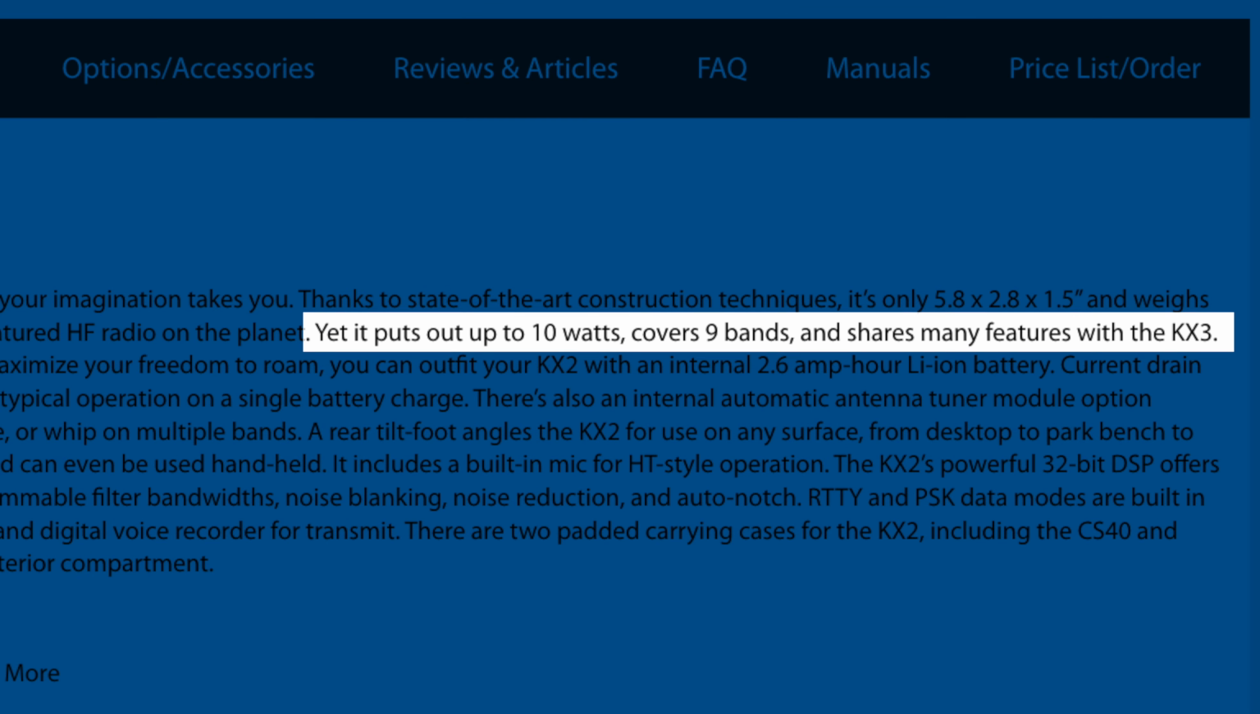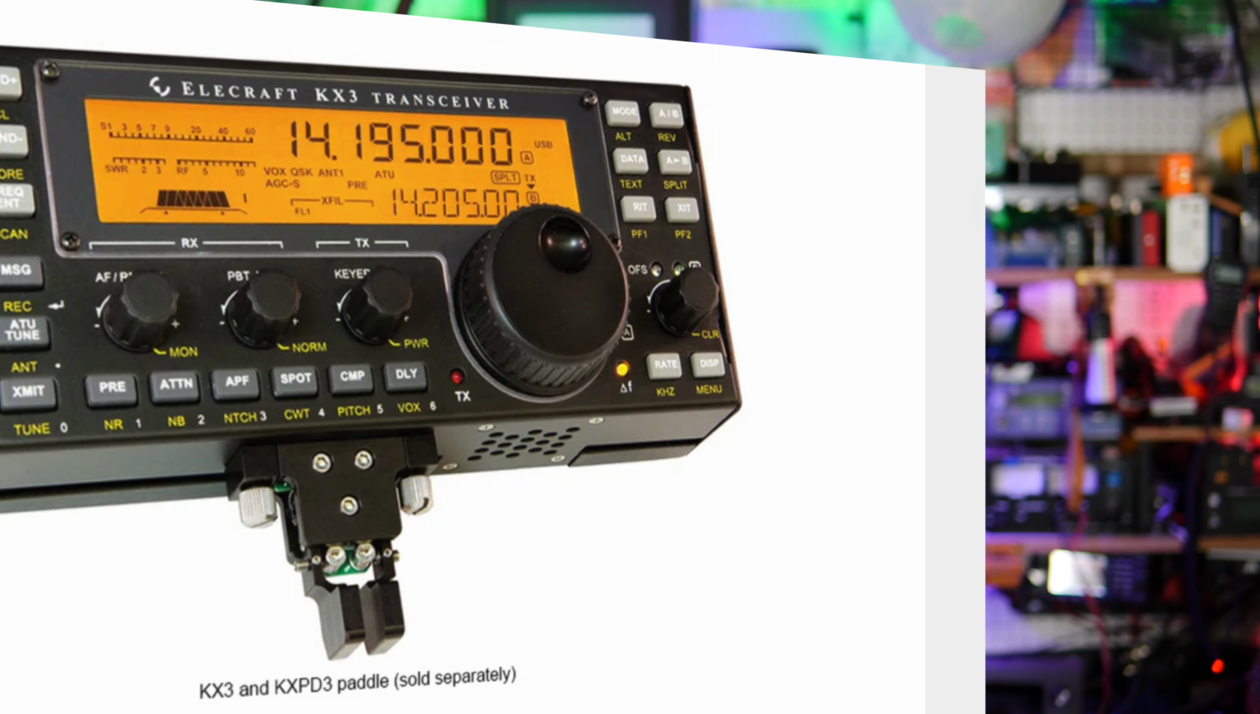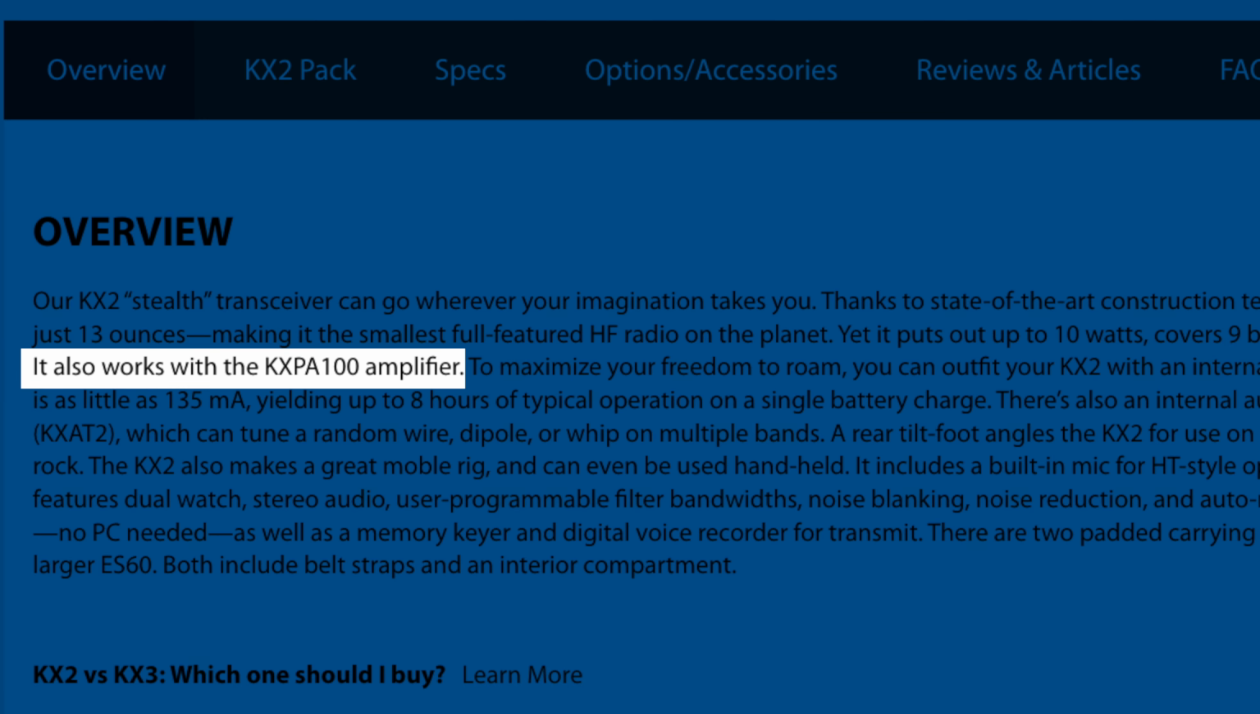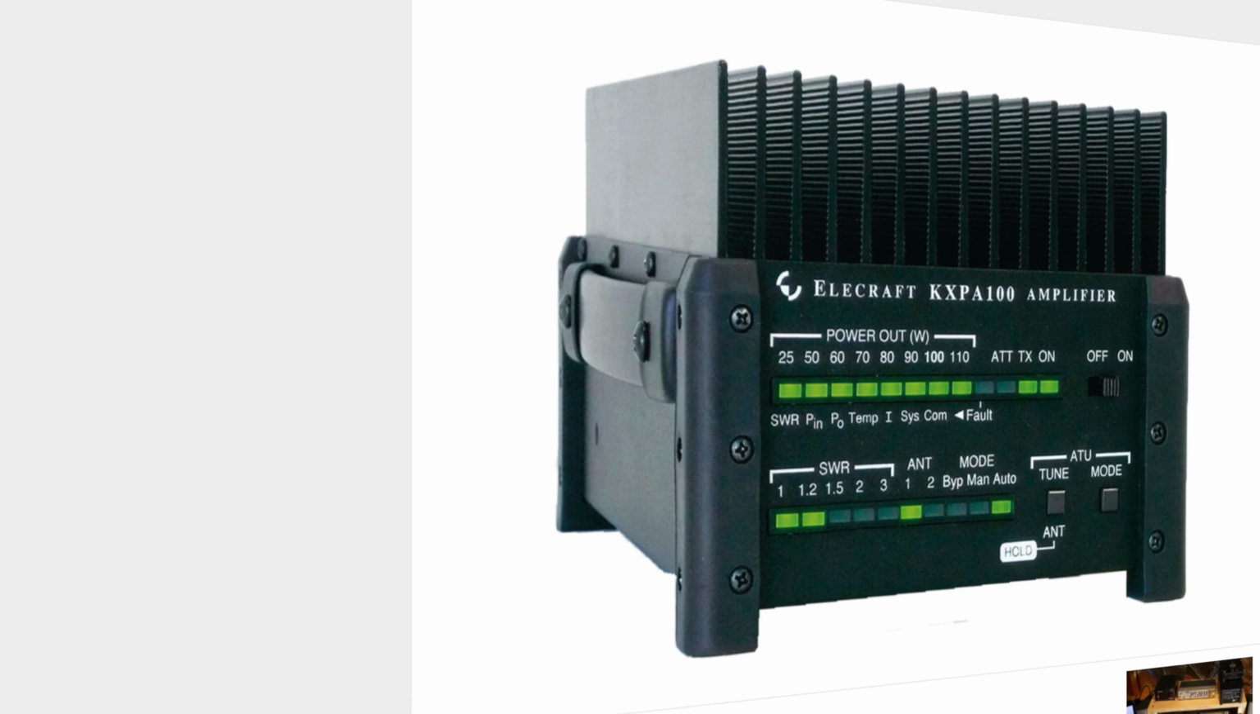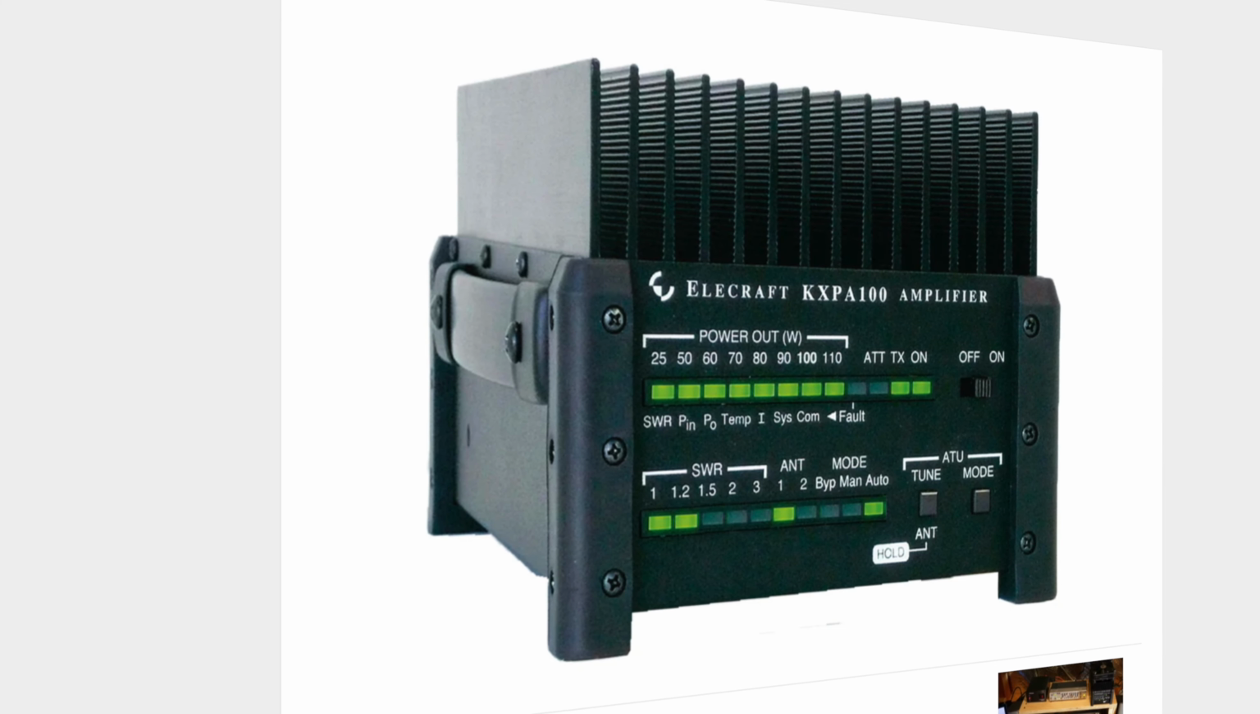Yet it puts out up to 10 watts, covers 9 bands, and shares many features with the KX3. Okay, context clues. Shares many features with the KX3. I'm looking at the KX2. Odds are good Elecraft makes the KX3. All right, onward. It also works with the KX-PA100 amplifier. That is a completely new set of acronyms and numbers, but it works with the radio I'm looking at, so the odds are probably also good that this is something that Elecraft makes, which they do. It's an amplifier they make.